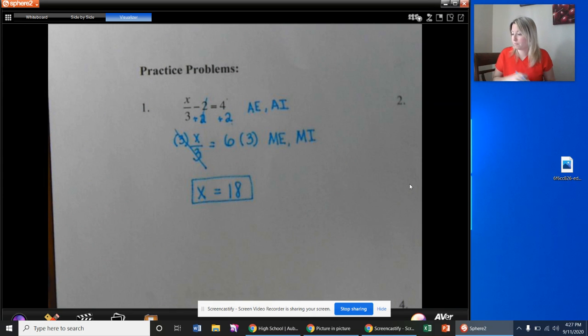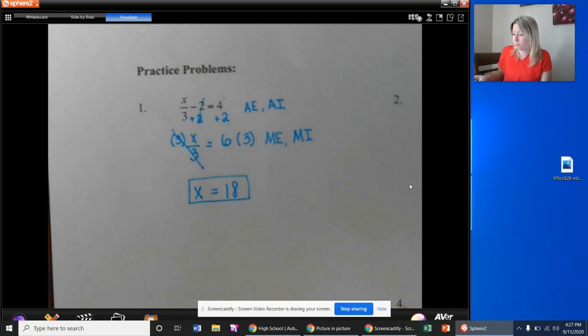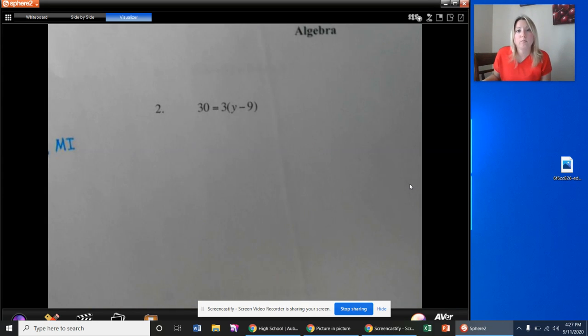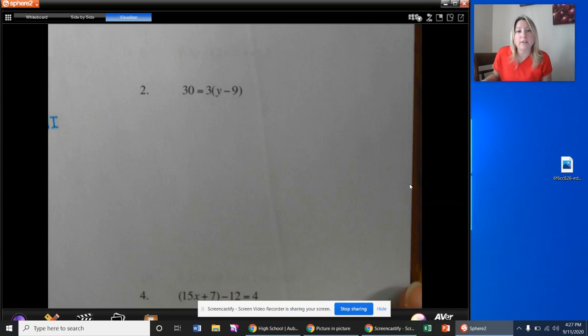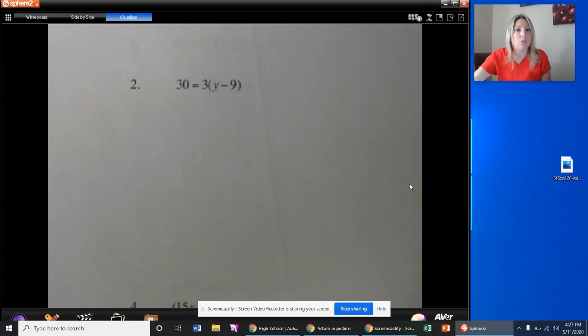Okay. Let's do number 2. 30 equals 3 times y minus 9. So this time our variable is a y. We use the letters in place of numbers that we just don't know the value of yet. And our goal in getting the letter alone is finding the value of that number, right?